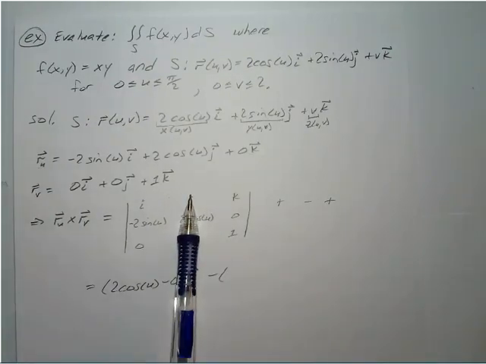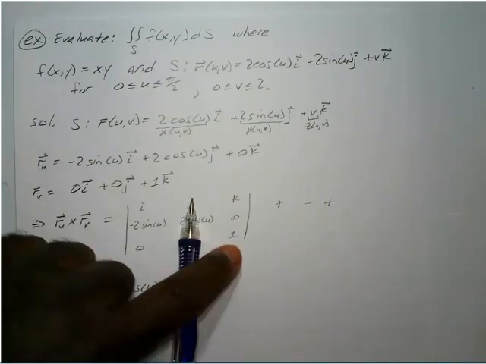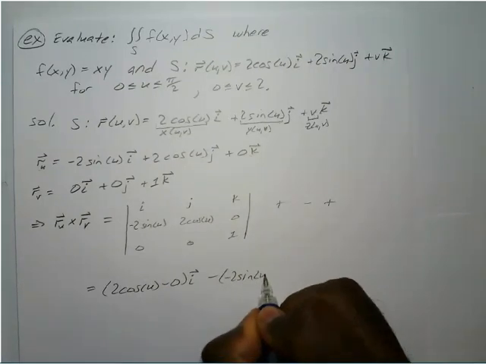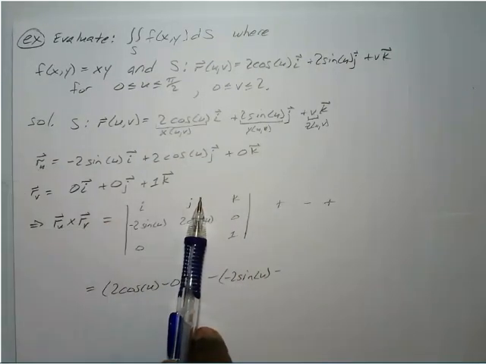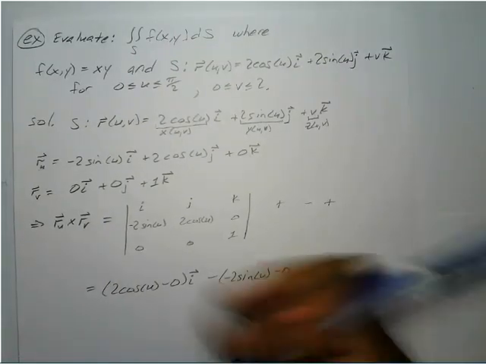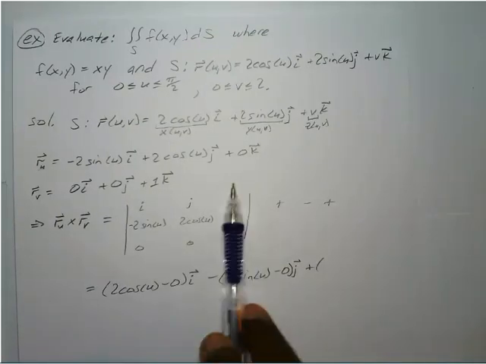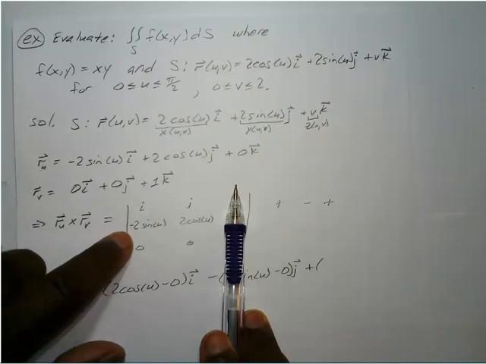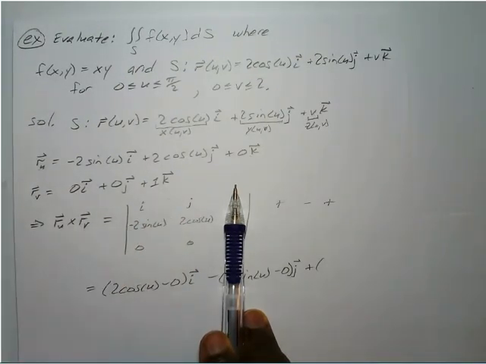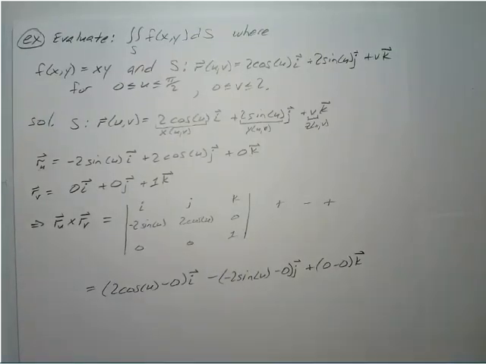Cross out the J column. Negative 2 sine of U times 1, which is negative 2 sine of U, minus 0 times 0, so that's 0. Plus, cross out the K column, you have negative 2 sine of U times 0, which is 0, and 2 cosine of U times 0, which is 0. So we have 0 minus 0 times the K unit vector.